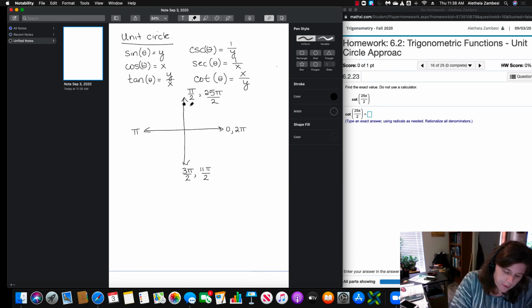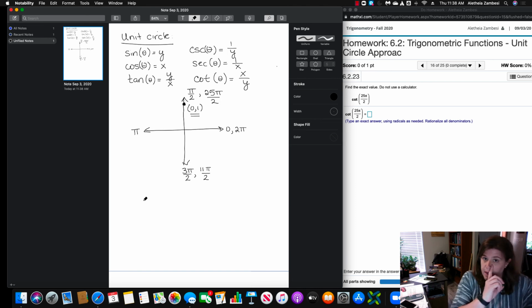So the coordinate of this point is the point 0, 1. We're 0 in the x direction, 1 in the y direction, and I'm going to use this 0, 1 in order to find those functions. Now it's only asking me for cotangent, but we'll go through all of them because you could be asked for any of them.